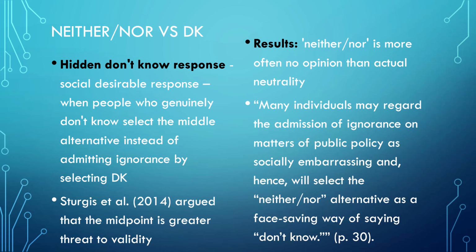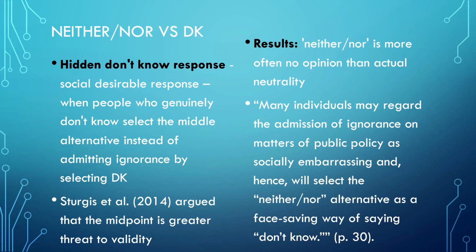Sturgis and colleagues explained that this is likely because many individuals may regard the admission of ignorance on matters of public policy as socially embarrassing, and hence will select the neither nor alternative as a face-saving way of saying don't know. Now, when adding the don't know option, 7% more selected that. It didn't impact the neither nor response. It doesn't increase the rate of hidden don't knows, but it supports the idea of what's called satisficing.